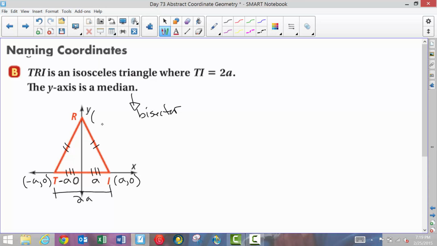Now the R location, I went up, I don't know how much I went up, but I know I went 0 left and right, and it's up y. So I introduced a new variable. R has no relation to T and I in this case. I don't know if it's up 50, up 100. I'm just going to say it's up y spots.